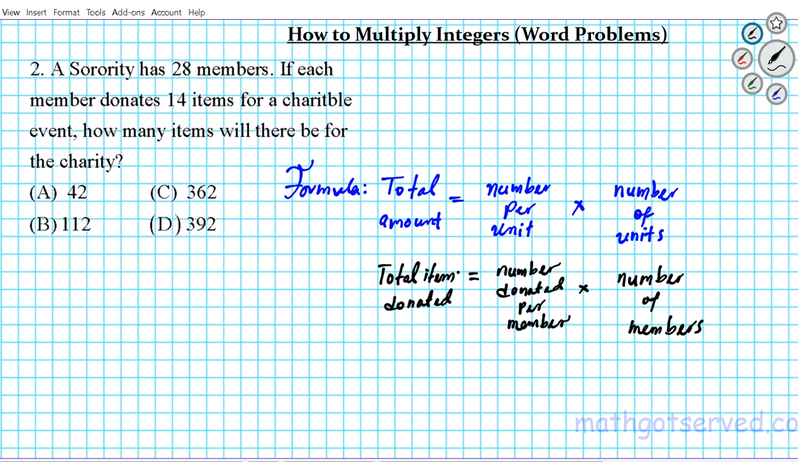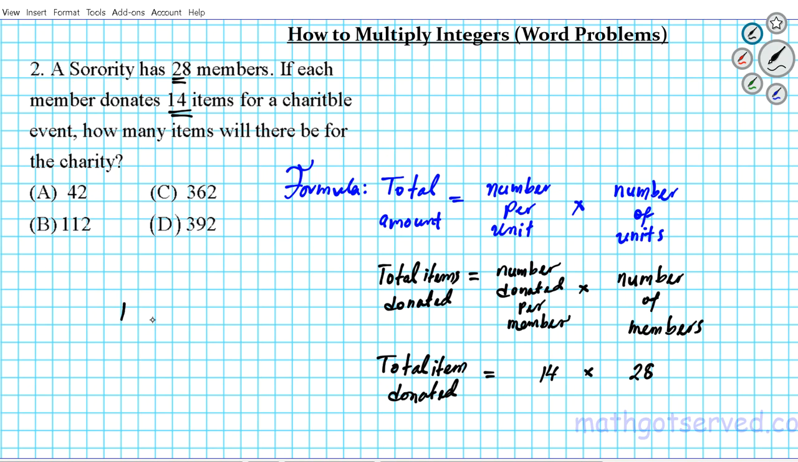All right, so total items donated is going to be, let's plug in the values into the variables. Total items donated is going to be the number donated per member, or for each member. Each member donates 14 items. So it's going to be 14 multiplied by how many members in all? There are 28 members. So 14 times 28. To carry this out, we're going to be carrying out integer multiplication, 2-digit multiplied by 2 digits.